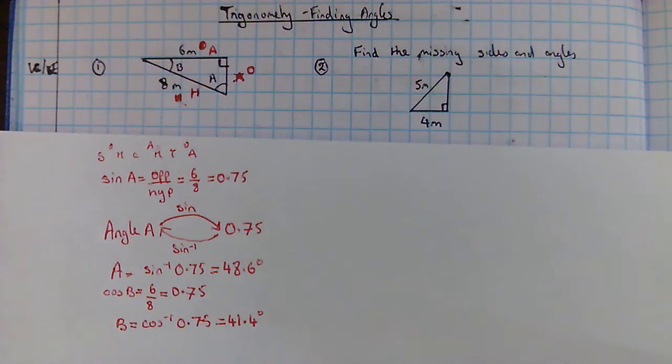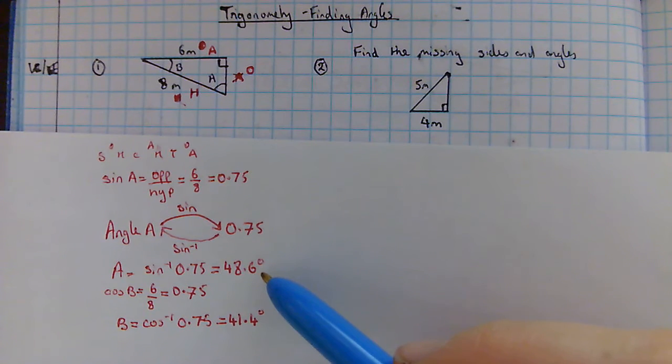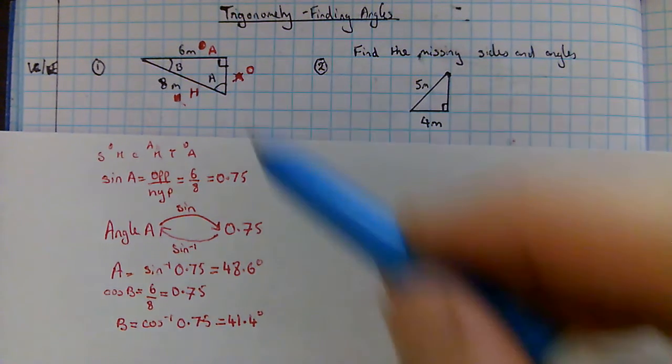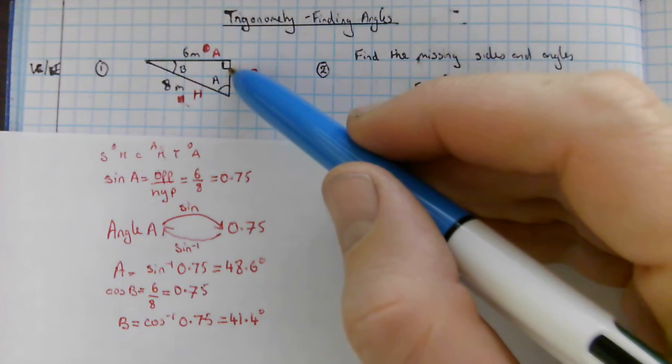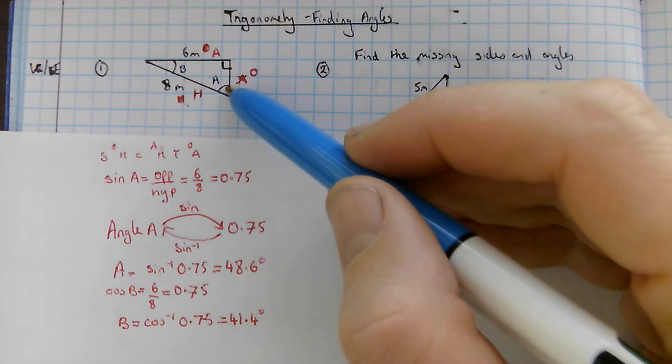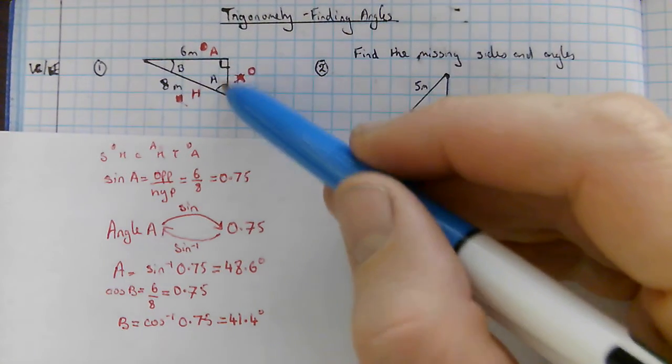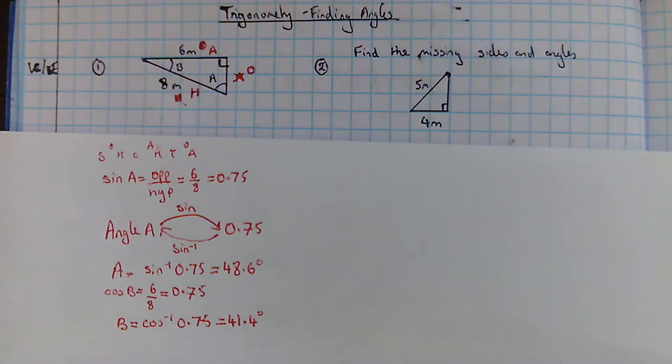Some of you may have seen that there was an alternative and perhaps a quicker way to get B, using the fact that angles in a triangle add up to 180. Notice I know that this is 90 degrees. I've already worked out that this is 48.6, so I can find my missing angle by doing 180, take away those two. It would have given me exactly the same answer.